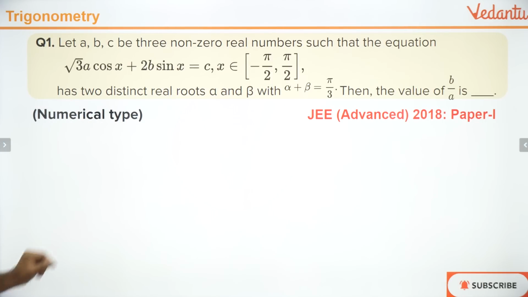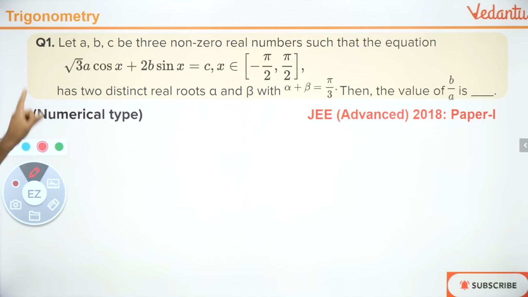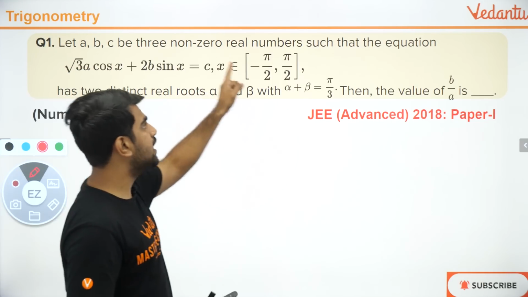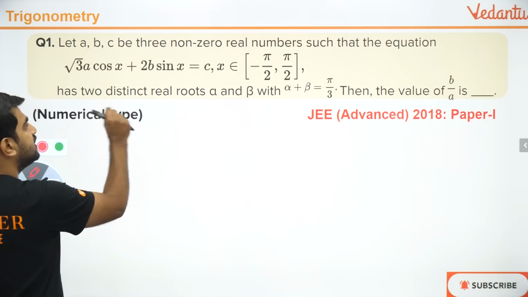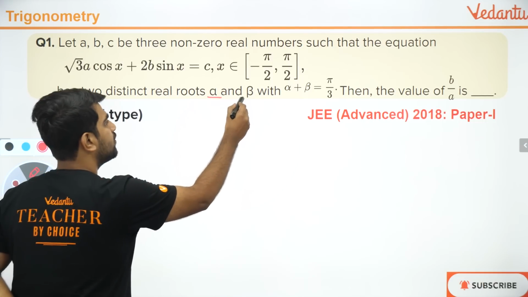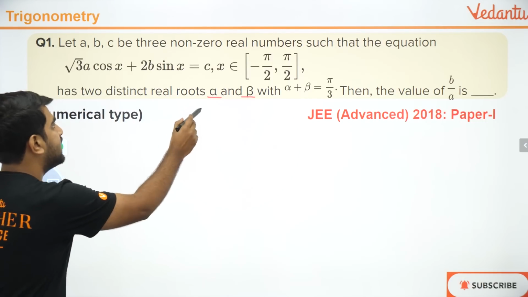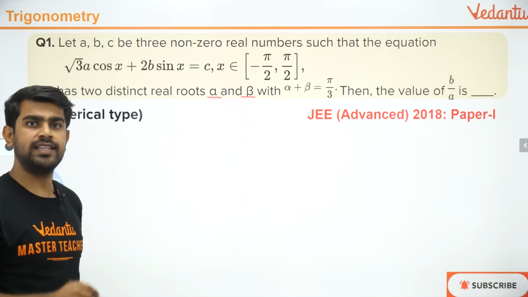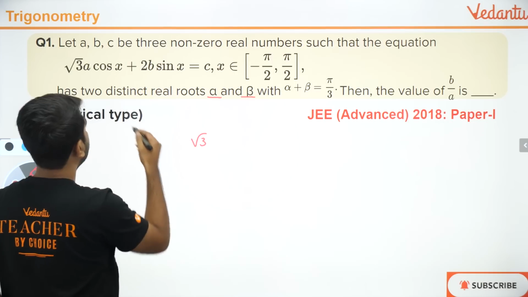Okay guys, I'm going to get started. Let's read the question together and solve it in the most efficient manner. So here a, b, c are three non-zero real numbers such that this equation has two distinct roots alpha and beta. That's what is given to us. Now if alpha and beta are roots of this equation, what can I understand from that? I can say that alpha and beta will satisfy this. That's the first thing anyone would do. Let's try to put alpha and beta over there.